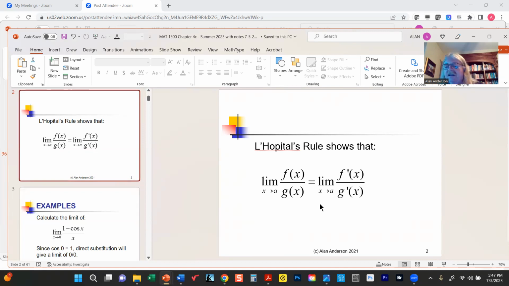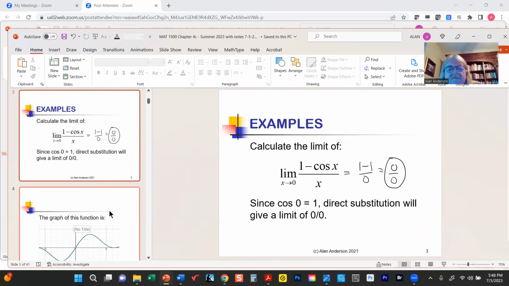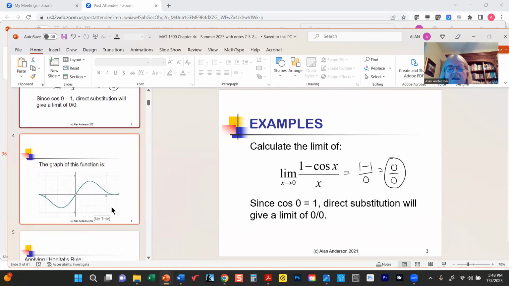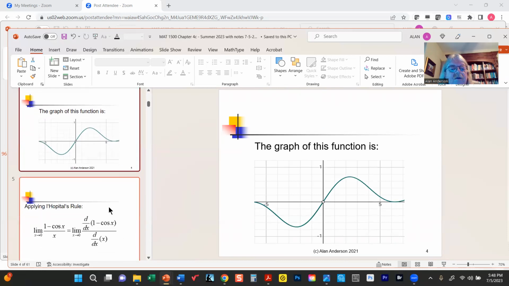Anyway, so let's take a look at an example of this. What is the limit as x goes to 0 of (1 minus cosine x) over x? Now, it turns out the cosine of 0 is 1. So direct substitution leaves us with 0 over 0. So that's a problem. And this is what the function looks like. And so how do we find the limit at that point?